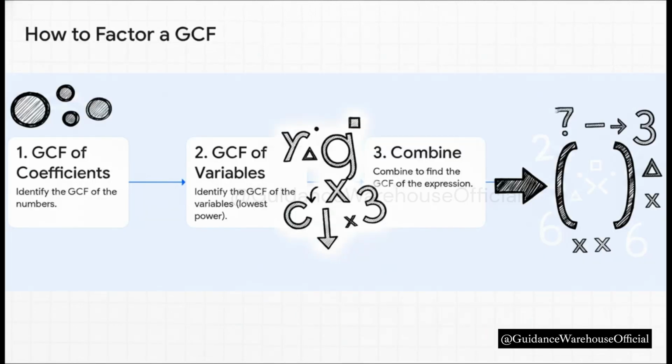And the process is super systematic, which is nice. First, just look at the numbers out front. Then, look at the variables. And hey, here's a little pro tip for the variables. The GCF will always have the variable raised to its lowest power from the original expression. You combine those two parts, and bam, that's your GCF. Then you just pull it out front and see what's left behind.